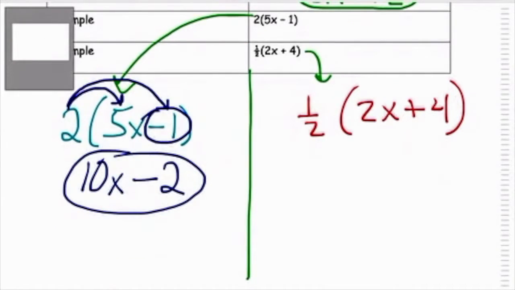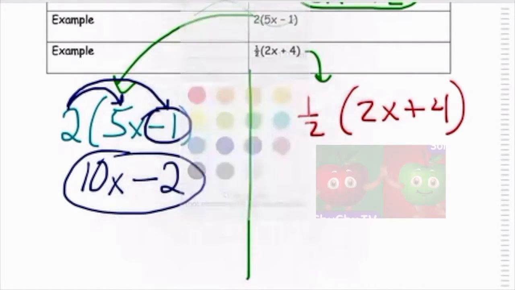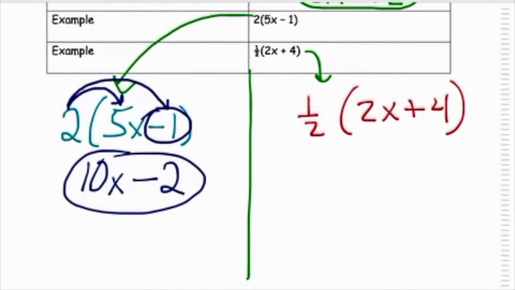This one's a little bit tricky because you have fractions. The one thing I'm going to tell you is, compare an apple with an apple. Convert the 2x and the 4 both into fractions. You easily do that by putting 1 underneath it. And then you just multiply. 1/2 times 2x over 1. And then you do 1/2 times 4 over 1.